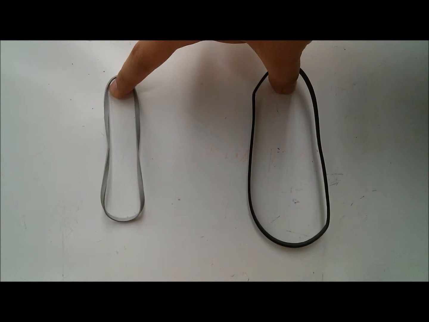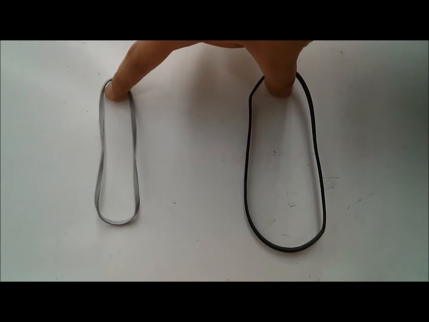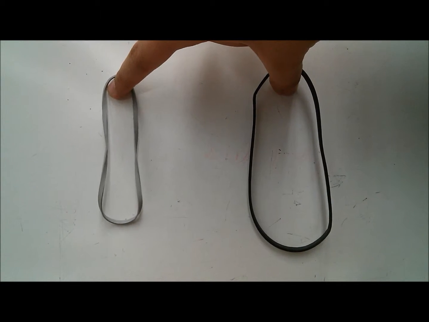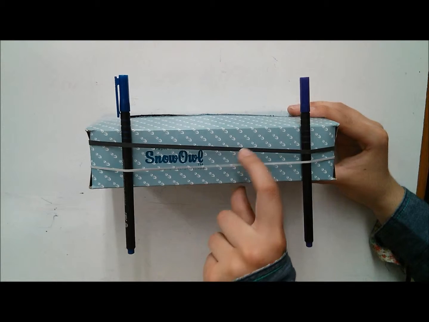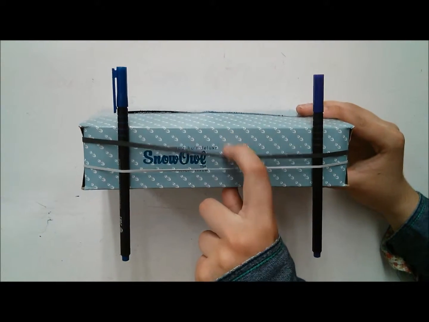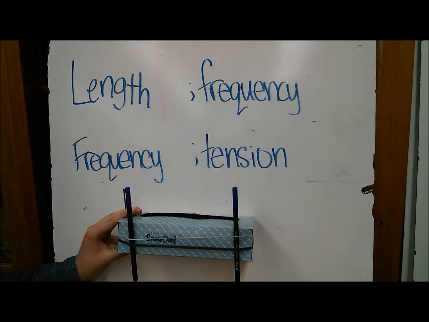Here we have a short white elastic band and a long black elastic band to display how the length of a string affects its pitch. Let's compare how the two sound. We can see that as the length of the string decreases, the pitch increases.